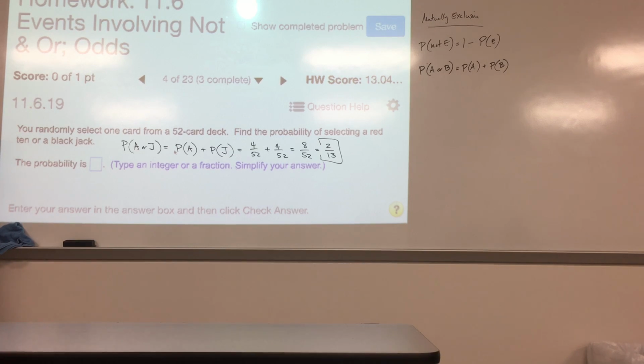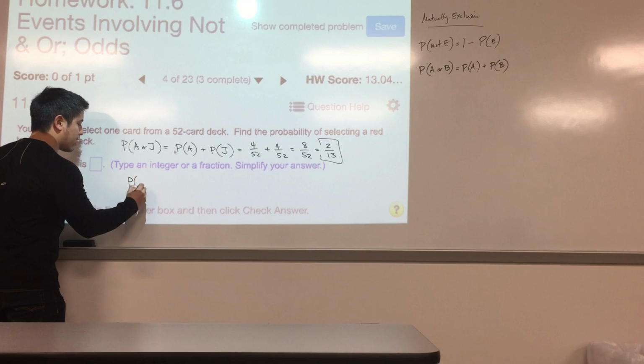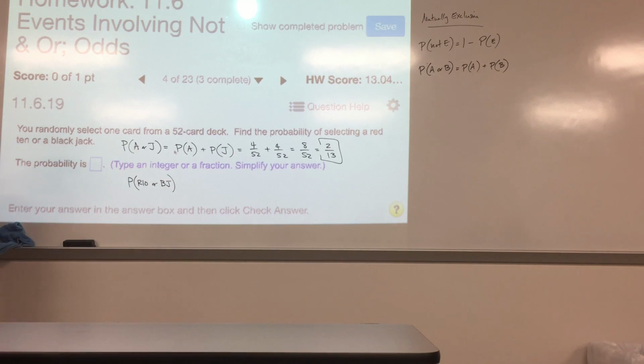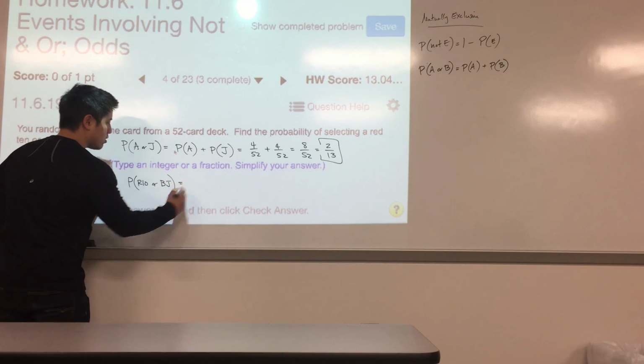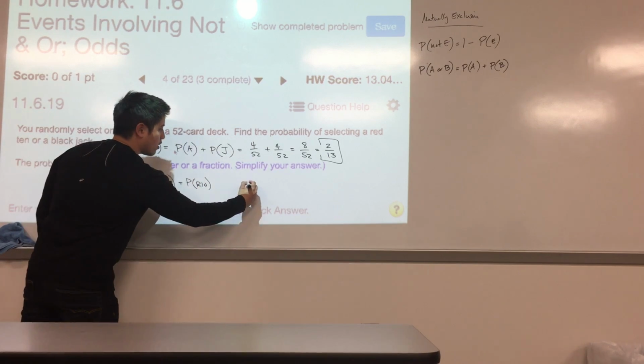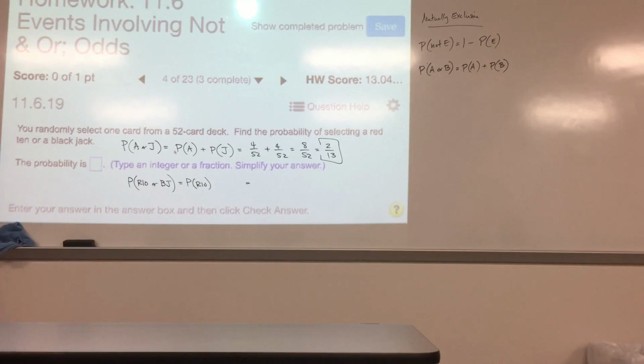You randomly select 1 card from a 52 card deck. Same concept. Find the probability of selecting a red 10 or a black jack. Let's write this out. Probability of getting a red 10 or a black jack. Okay, so let's see here. Probability of getting a red 10. Let's deal with that one first.